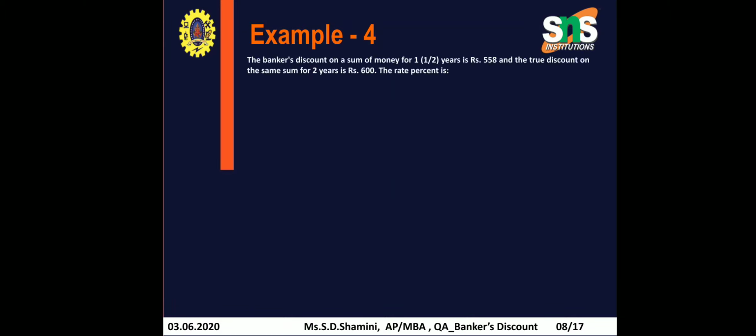Next example: the banker's discount on a sum of money for 1/2 years is rupees 558, and the true discount on the same sum for 2 years is rupees 600. The rate percentage, and the options are 10%, 13%, 12% and 15%.